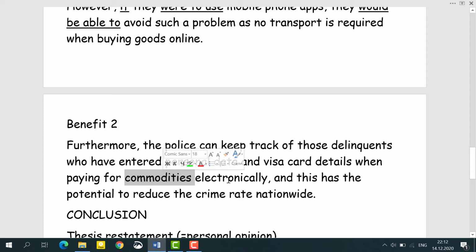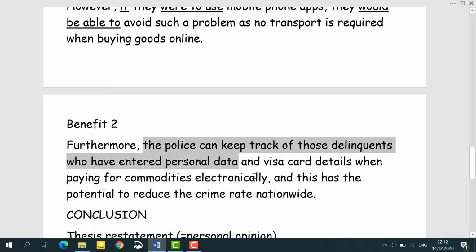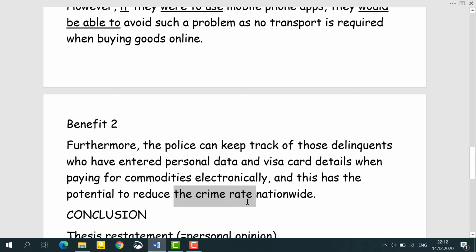items, electronically. And this means, and this whole system and this whole strategy has the potential, which means can reduce the crime rate nationwide. Remember, in this case, rate means level. You must always use the. So the crime rate, the birth rate, the death rate. Nationwide means around the country.